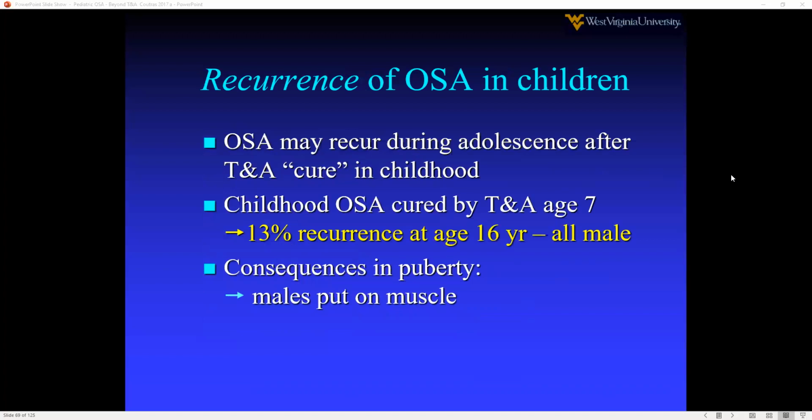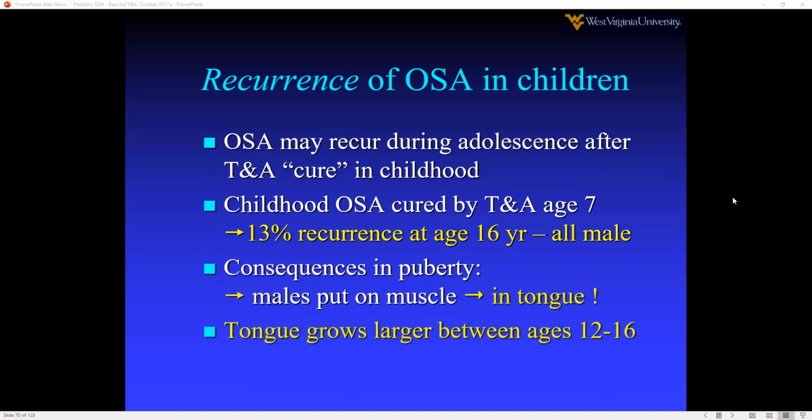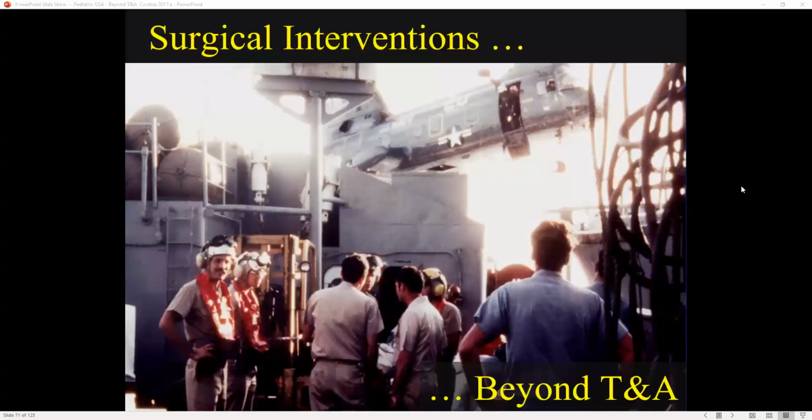And a reason for recurrence in obstructive sleep apnea, weight, of course, is one, but in adolescents, they found in one study, again, I forgot to cite here, a 13% recurrence rate in 16-year-olds. So there's a growth spurt in males. They put on muscle, and they put it on in the tongue. And the tongue grows larger in the 12 to 16-year age group. I think I showed you the anatomy of the tongue last time with the 3 growth areas, and the posterior one puts it on the quickest.